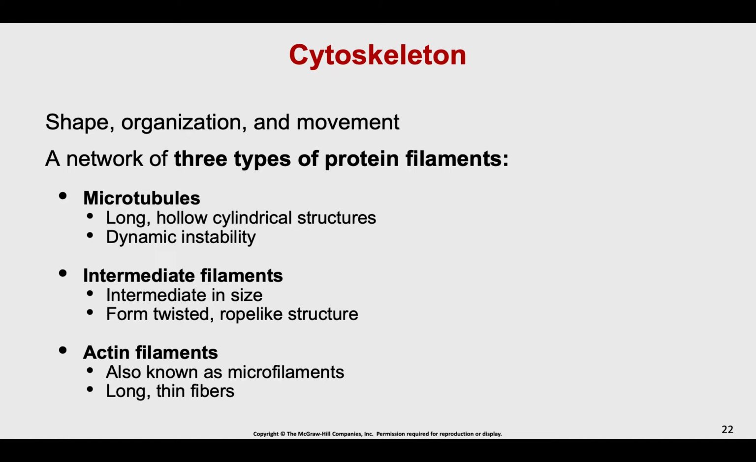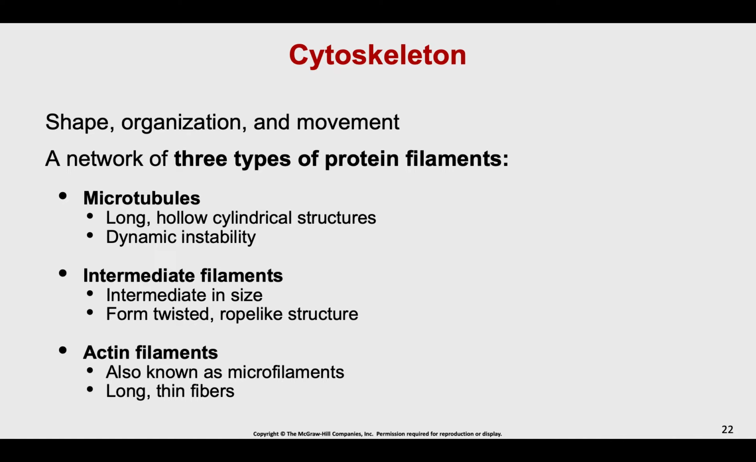Now we also have these intermediate filaments. They're intermediate in size, as the name might suggest, and they form twisted, almost rope-like structures, and they're relatively permanent. They really don't shorten or lengthen. These help maintain cell shape and rigidity, so they're more or less stable.